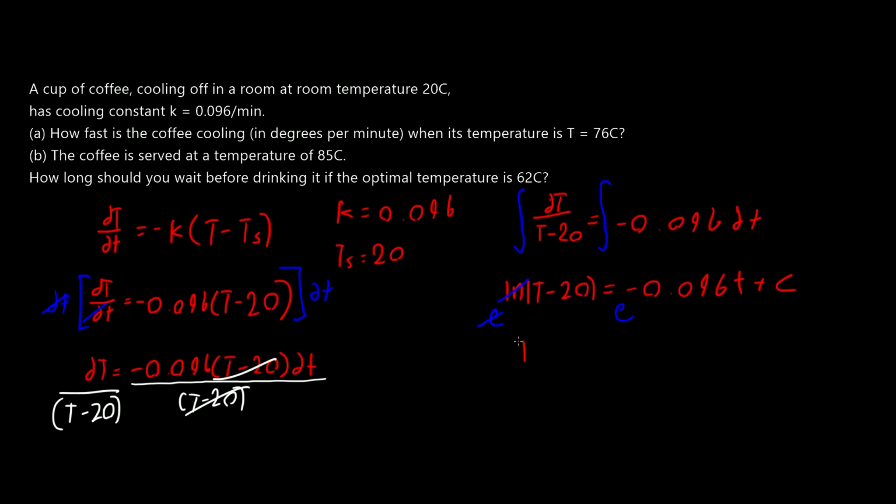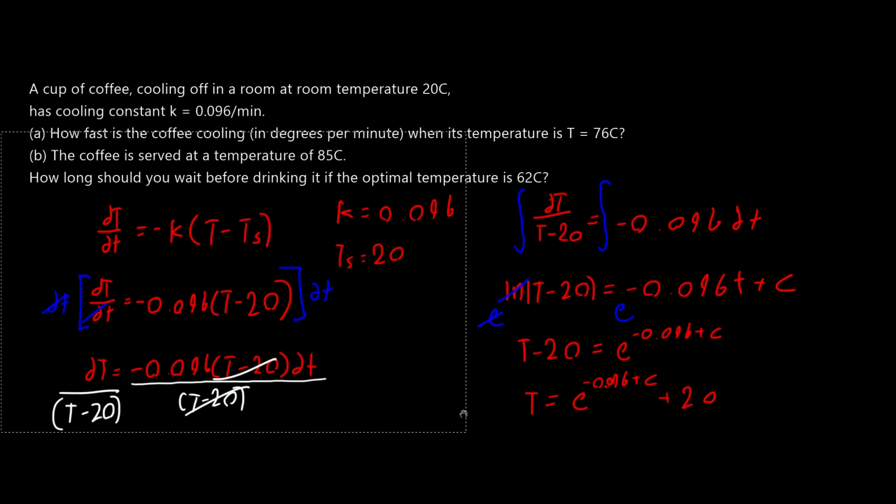So we're going to have T minus 20 equaling e to the power of negative 0.096t plus C. So now let's move over this 20. So we're going to have T equals e to the power of negative 0.096t plus C, and then plus 20. And then there is a t right here. I just kind of missed it. So let me get rid of this side and continue.